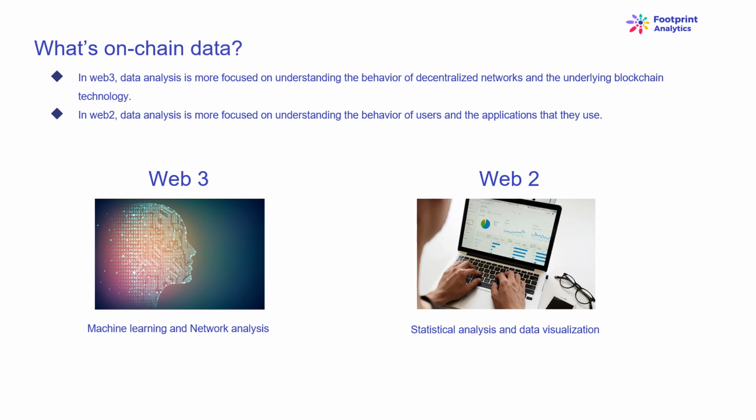These differences have implications for how data is analyzed in each environment. In Web3, data analysis is more focused on understanding the behavior of decentralized networks and the underlying blockchain technology. This often involves using advanced techniques such as machine learning and network analysis to identify patterns and trends in the data. In Web2, data analysis is more focused on understanding the behavior of users and the applications that they use. This often involves using traditional techniques such as statistical analysis and data visualization to understand user behavior and identify trends and insights.